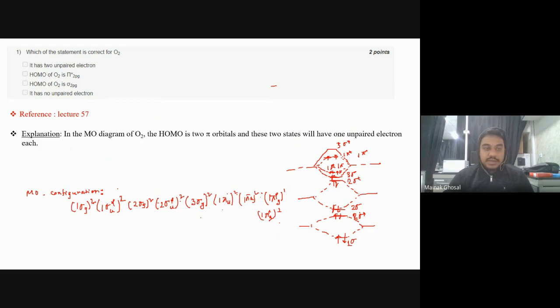Now, which of the following statements is correct? The first option is that oxygen has two unpaired electrons. This is correct. The HOMO of oxygen is pi star 2pg. Yes, because this is pi star and g, and this is the 2p orbital of oxygen, so it is pi star 2pg. The HOMO of oxygen is not sigma, and it is also not true that it has no unpaired electron. So the answer is that it has two unpaired electrons and its HOMO is pi star 2pg.